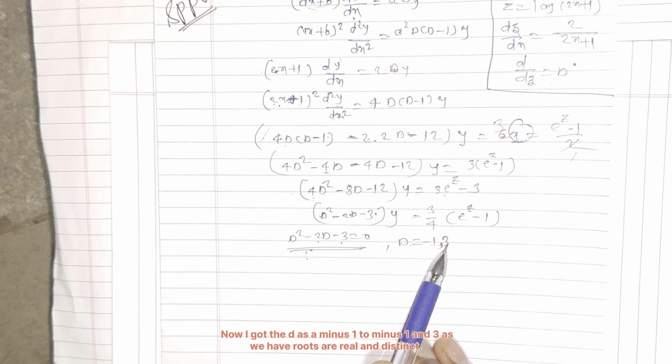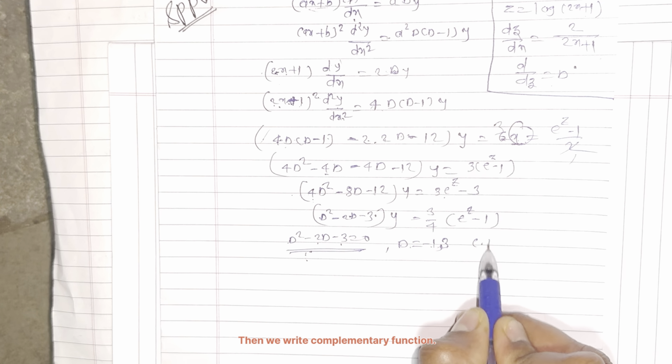As the roots are real and distinct, we write the complementary function. What do we write? Complementary function: c1 e to the power -x plus c2 e to the power 3x. This one is our required complementary function.